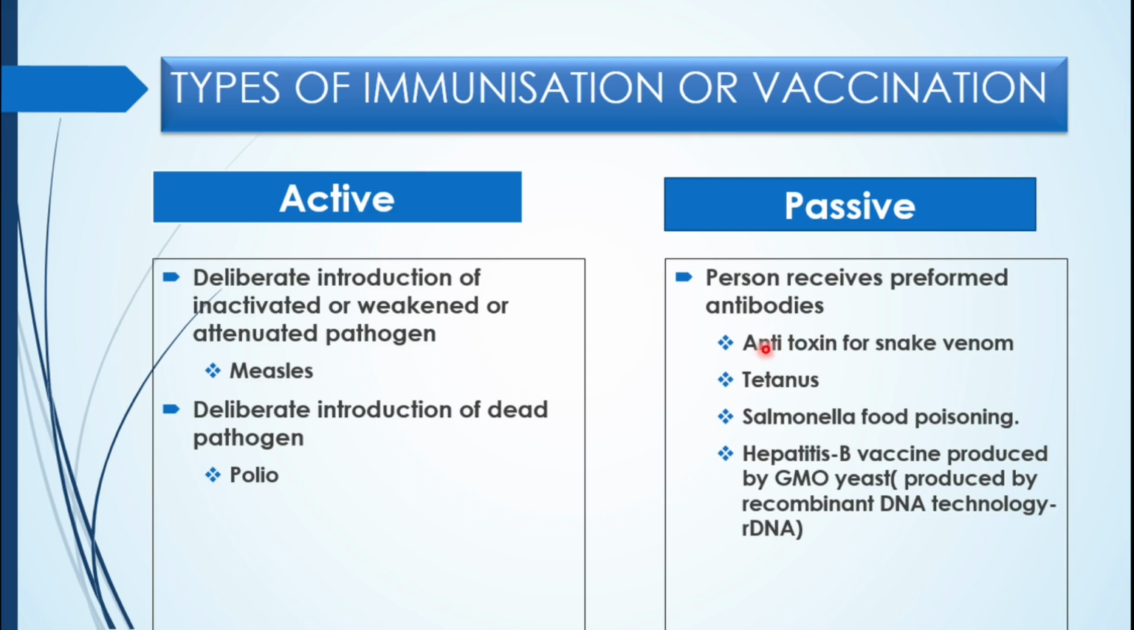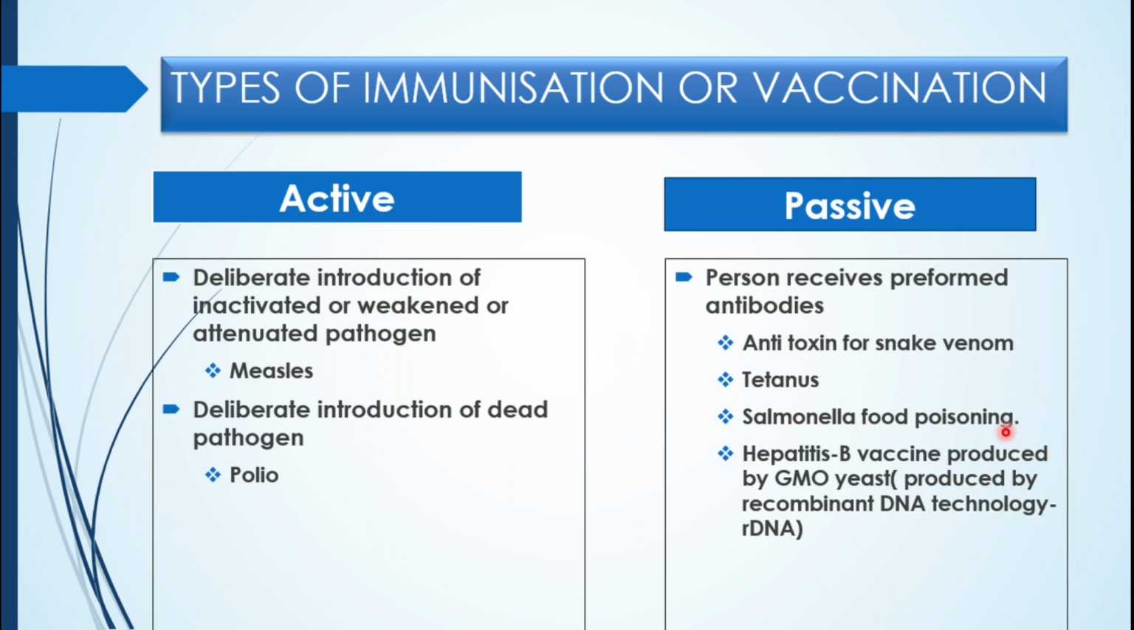Typical example is antitoxin for snake venom. When a snake bites a person, we cannot wait for the body to produce antibodies. We have to act quickly so that the patient is saved. Similarly, tetanus is also a very deadly pathogen. So here again, the patient receives preformed antibodies which are produced by some other organism.